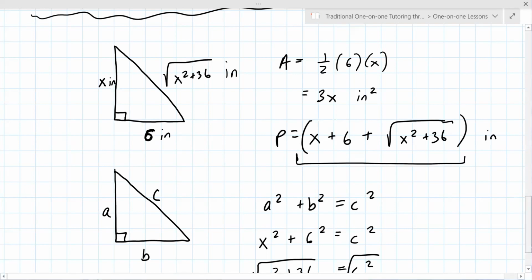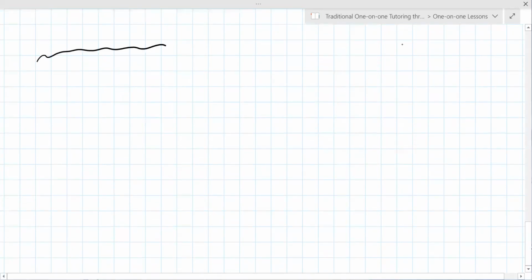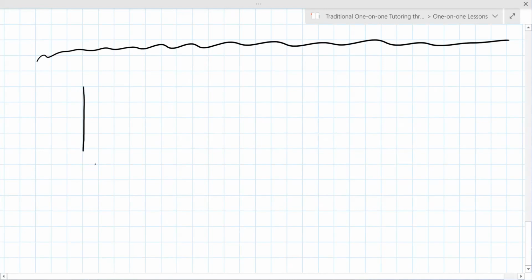Let's try something else here. Let's say we have a triangle like this. And this is 8, and this is 15. Let's first find the area of this triangle. And let's call it yards. We'll go with yards this time. 8 yards and 15 yards.